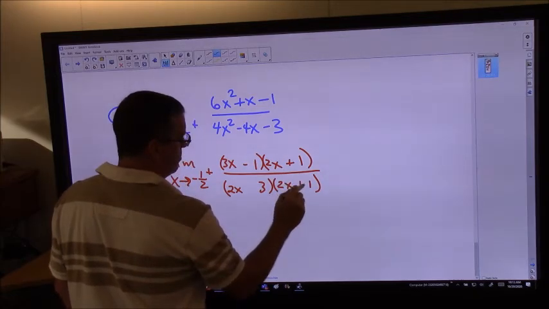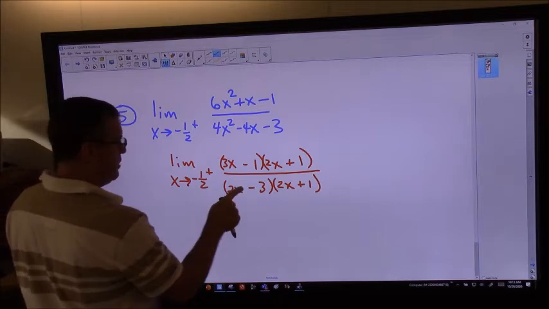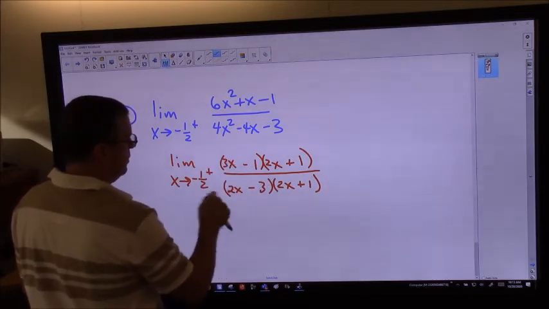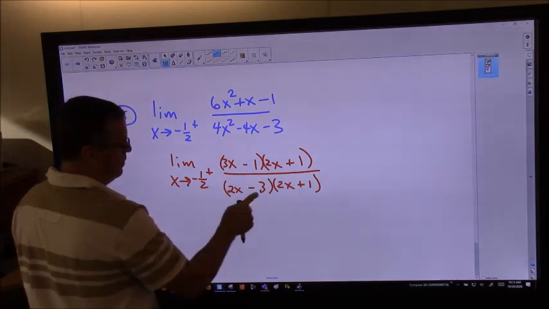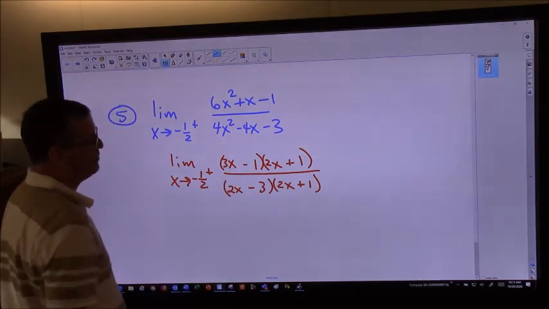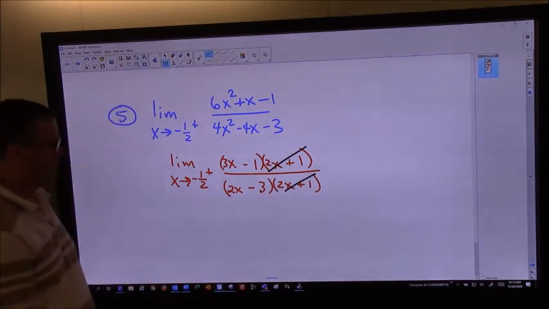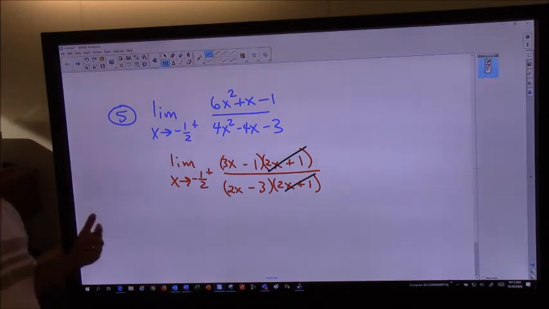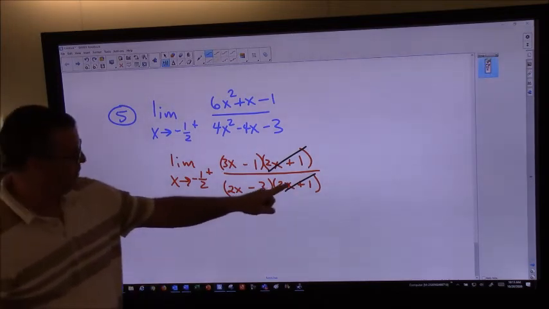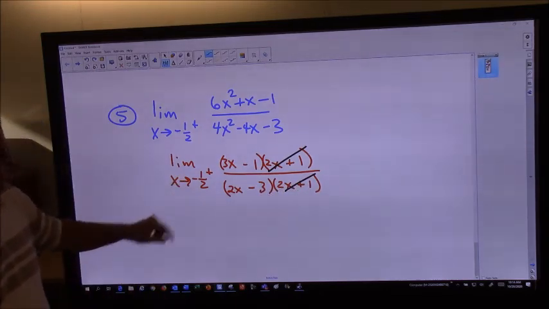Sure would be nice if that was positive and this was negative. Let's check it out and see. So 4x squared, 2x minus 6x, that'll give me negative 4, and then negative 3. So that works. And so we do have something that cancels. That was a removable discontinuity. So there would be a hole in the graph at x equals negative 1/2. That's where the limit is.